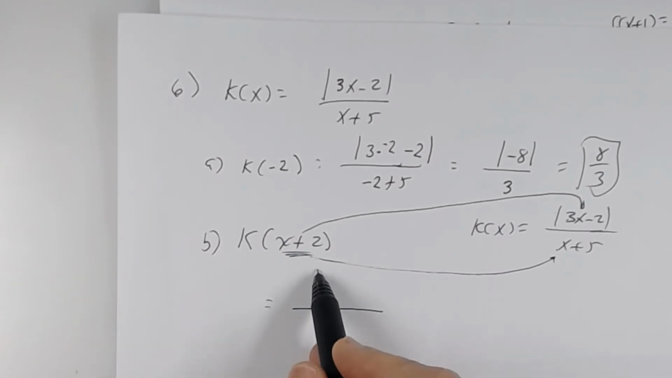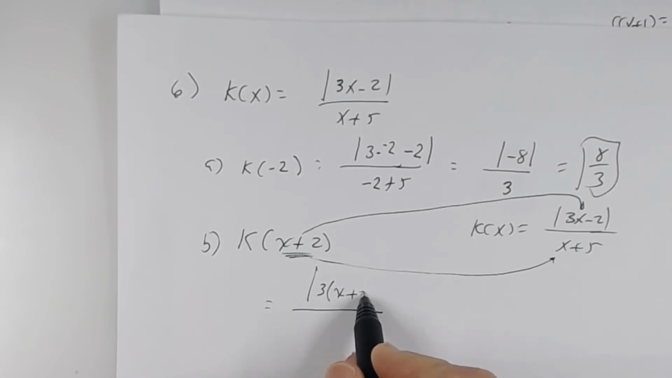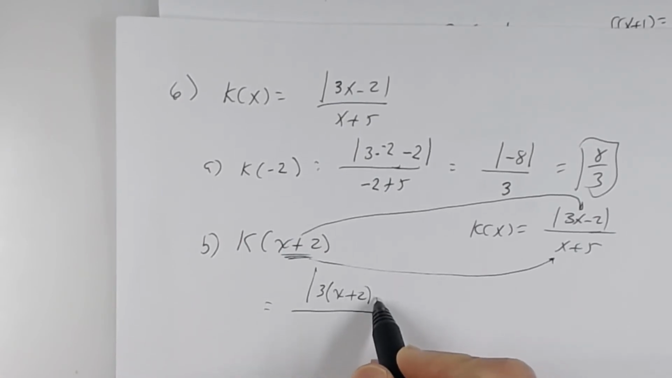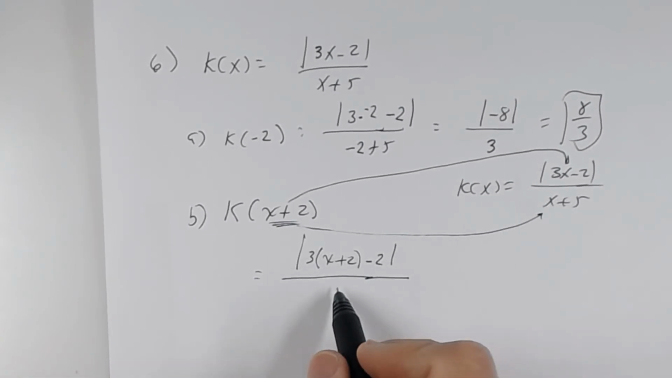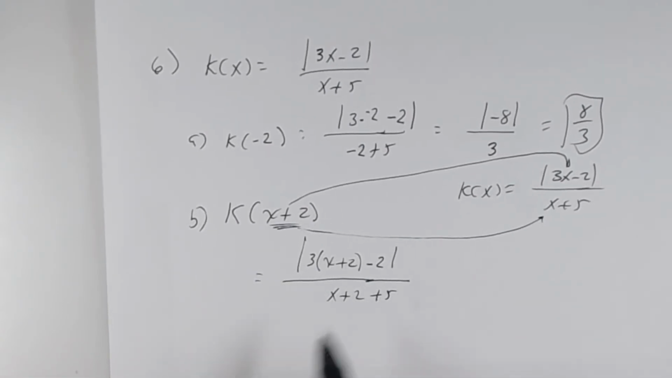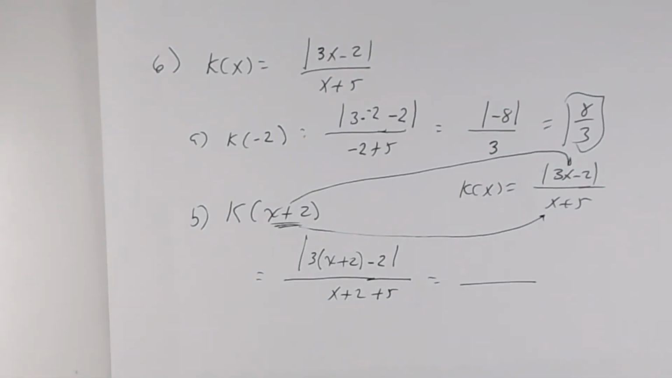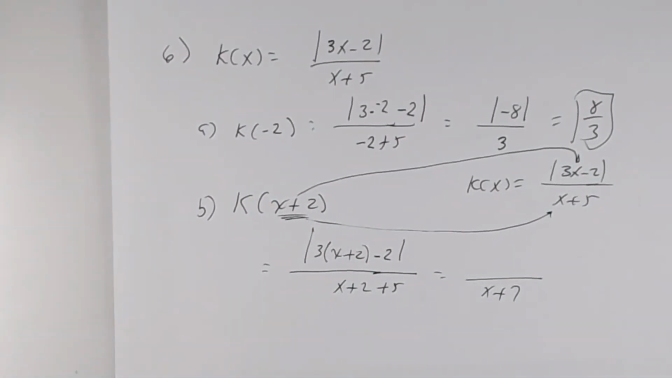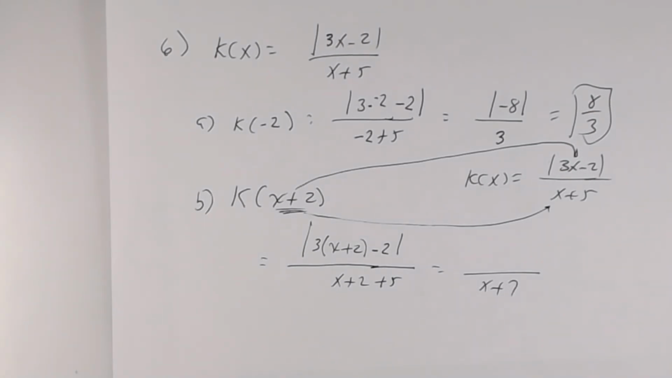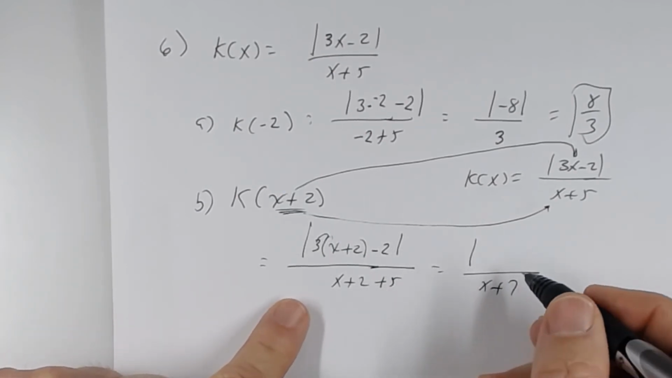So my numerator, I'm going to have absolute value of 3 times, in parentheses, what do I put? X plus 2. What else must I do within the absolute value bars? Minus 2. Now let's go to the denominator. What do I substitute for x? But I also add what? 5. Okay. My denominator is easy. What's my denominator going to be? X plus 2 plus 5. X plus 7. All right, let's talk about the numerator. I'm going to go ahead and distribute. Don't forget, you still have absolute value bars. Don't throw those away.